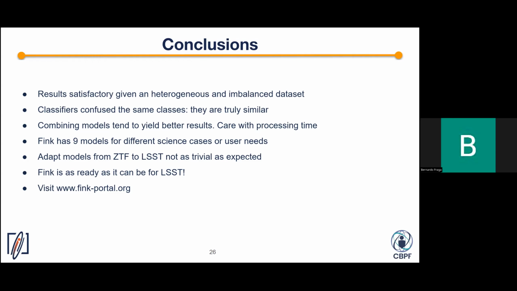And well, basically, I mentioned only four overall models, but in the end, we have 9 different classifiers that are suitable for different use cases or user needs. And we found out that adapting ZTF to LSST is not as trivial. In the beginning we thought we would just add more filters and that's it. But we found out that this is not as simple as it sounds, especially, for example, for the early supernova Ia, where defining something as rising is not as easy as with ZTF. And I want to say that Fink, with all this, is as ready as it can be for LSST.